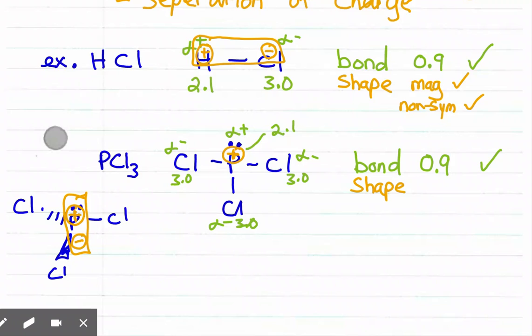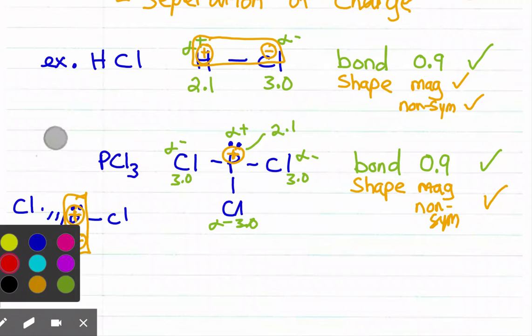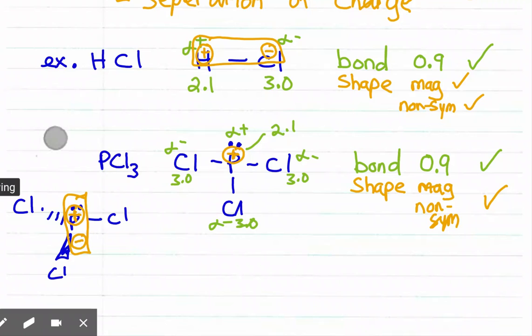And so this trigonal pyramidal has a magnet. And it has a non-symmetrical shape. So this one meets the criteria. I actually forgot. So this here is a polar molecule. And I didn't even label the HCl up here. It's also polar.